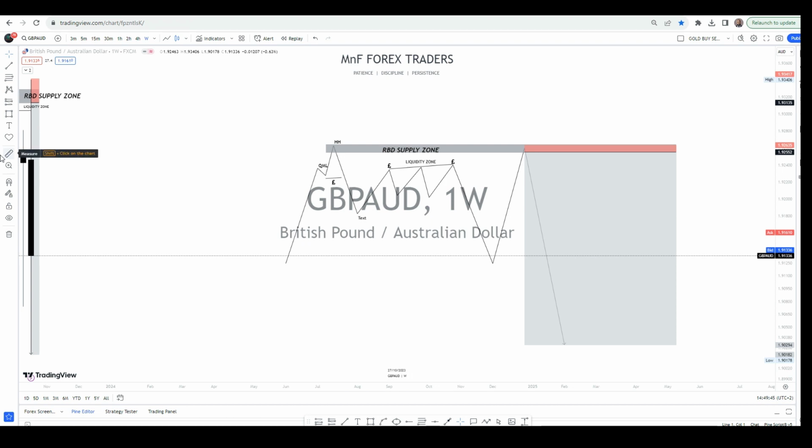Ladies and gentlemen, in this video, I'm going to give you guys a tutorial of one of the most powerful QML plus liquidity fake out setups right here. So for that and more, make sure you watch the rest of the video to see more examples of this happening.